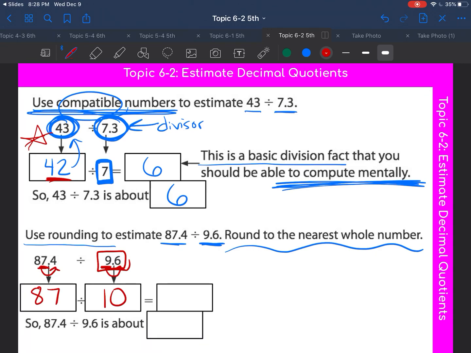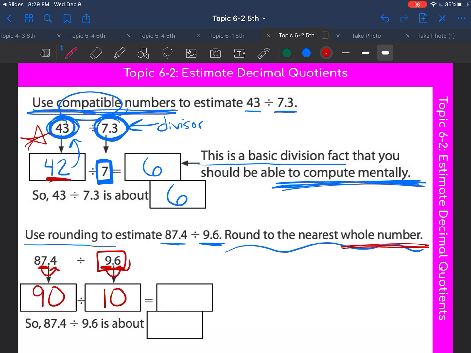But what I would rather do is make this number instead. Let's round it to the nearest tens. Let's make this a 90. I like that fact a lot better. I know it says round to the nearest whole number. I round to the nearest tens place. But I like 90 divided by 10.